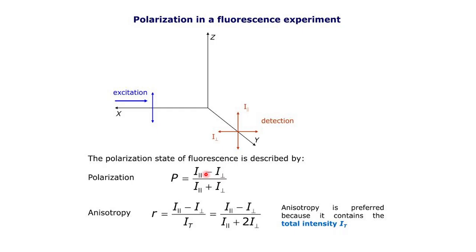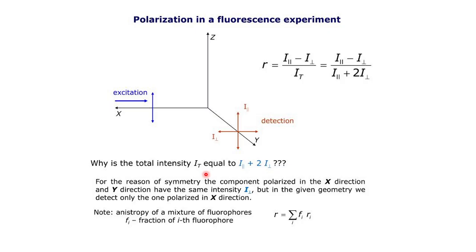Now for anisotropy, R equals the intensity in the parallel field minus the intensity in the perpendicular field, divided by the total intensity. So the intensity in the parallel field minus the intensity in the perpendicular field, divided by the intensity in the parallel plus twice the intensity in the perpendicular. So the question is, why does the total intensity equal the intensity of parallel plus 2 perpendicular?